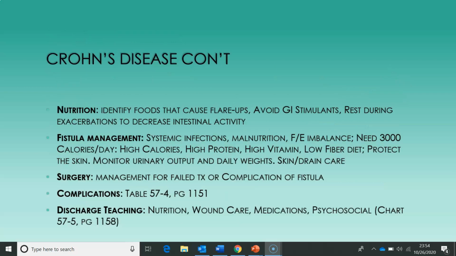Poor nutrition can lead to inadequate fistula and wound healing, loss of lean muscle mass, decreased immune response, and increased mortality and morbidity. Again, make sure you look at that table that talks about the complications of both ulcerative colitis and Crohn's disease on page 1151. Also, you want to make sure that you look at chart 57-5 on page 1158, which discusses home care for patients with both ulcerative colitis and Crohn's disease.